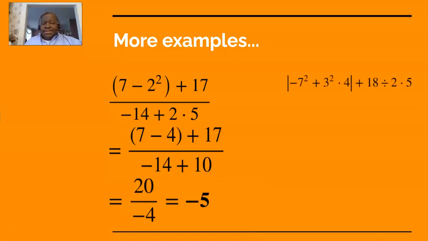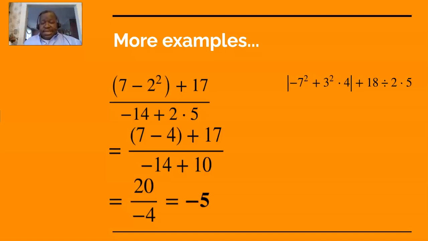All right, our last one. Absolute value of negative 7 squared plus 3 squared times 4. So we have plus 18 divided by 2 times 5. Let me say that again. The absolute value of negative 7 squared plus 3 squared times 4. That's the end of the absolute value. Plus 18 divided by 2 times 5.